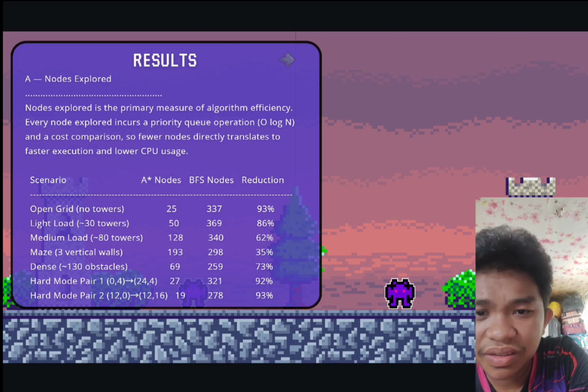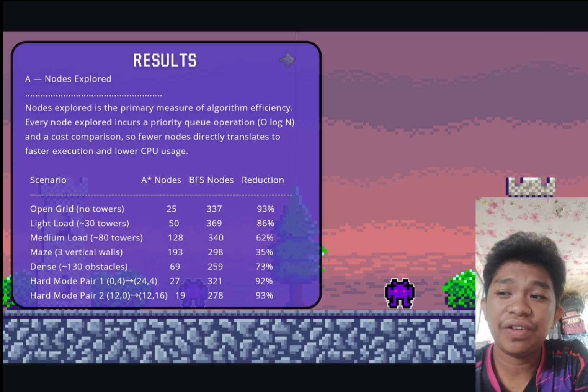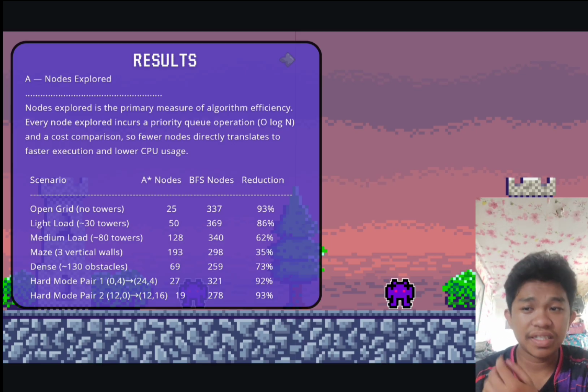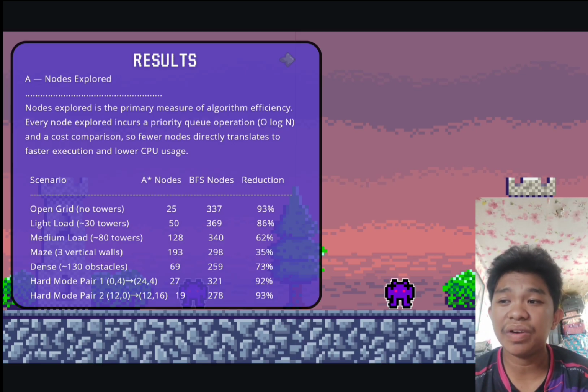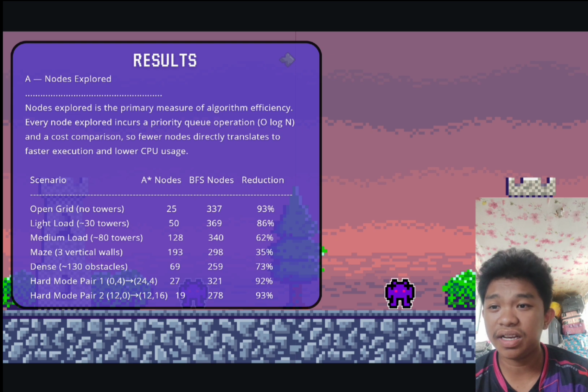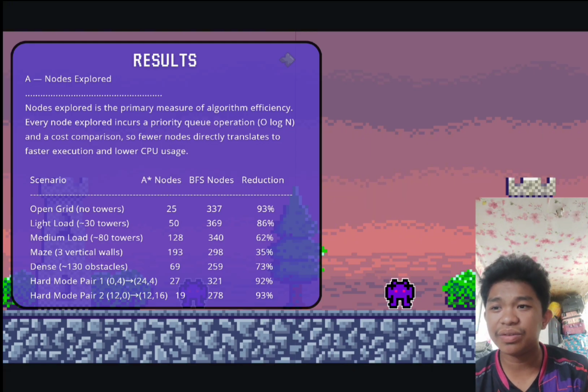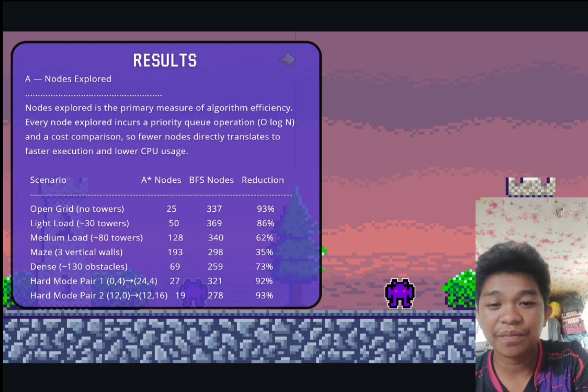The smallest reduction, 35%, occurs in the maze scenario, where 3 vertical walls force A-star to explore more cells to route around barriers. Even so, A-star still evaluates 35% fewer cells than BFS. The hard mode pair results confirm that A-star scales cleanly to multiple simultaneous path queries with no degradation in node efficiency.